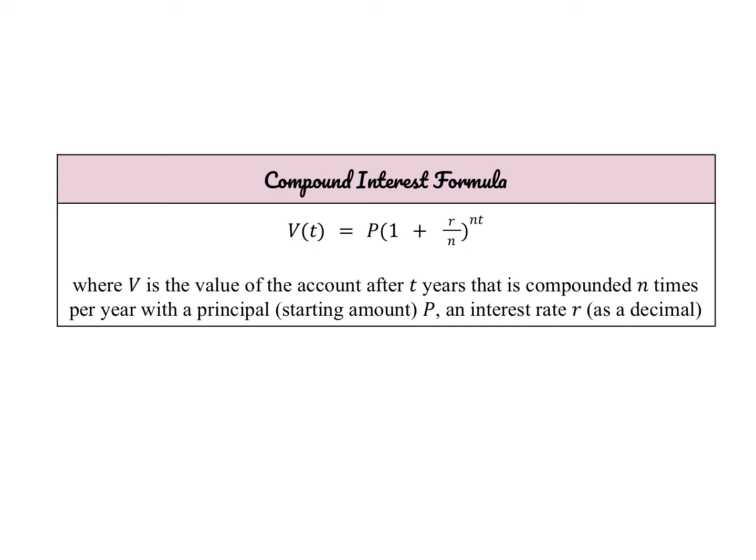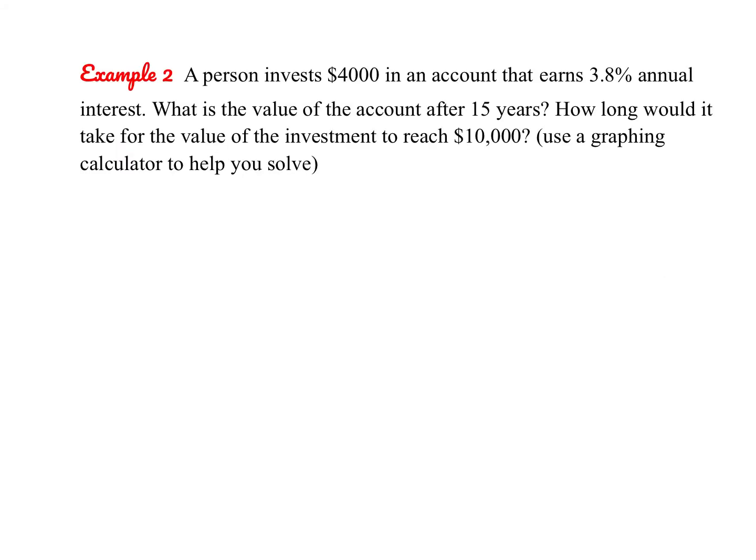So we're going to practice using this compound interest formula. So let's say a person invests $4,000 in an account that earns 3.8% annual interest. What is the value of the account after 15 years? How long would it take the value to reach $10,000? So since it's just earning 3.8% annual interest, we can assume that that means that it's just compounded annually. So it's compounded once a year.